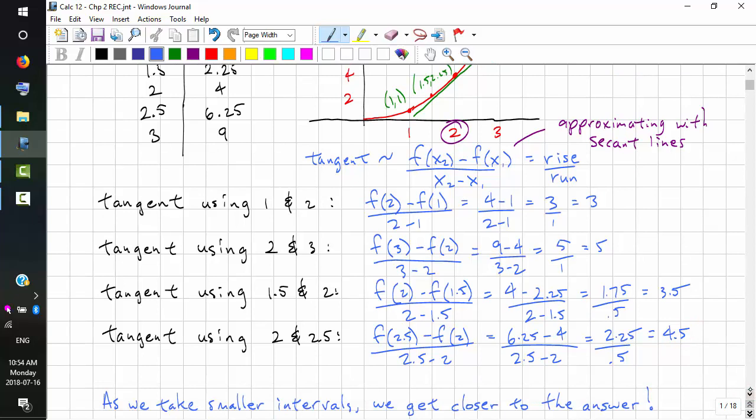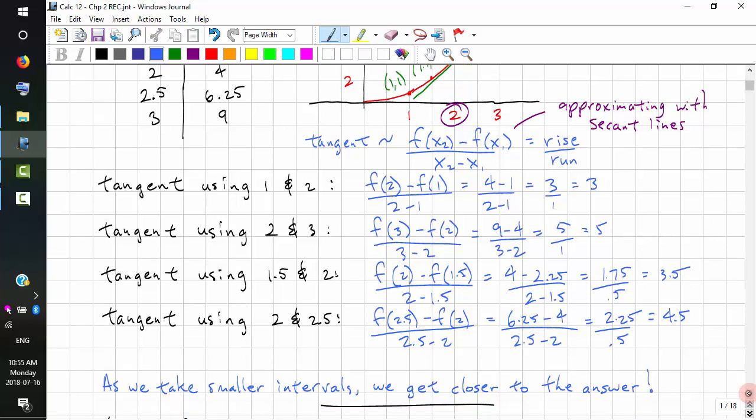Okay, so we can take a guess here. If we average these out, we get 4. So the slope is looking like it's 4. But the important thing to note here is as we get closer to the x value of 2, we see that we're getting closer to our answer of 4. So we want to get as close as possible to 2 to get our actual value of our slope.